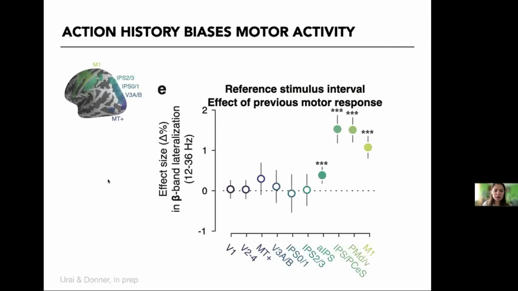Here we can again do the same exercise and map this signal all along this hierarchy. And we see that there is this effect of previous actions in quite a few regions in the motor system. So M1, but also anterior IPS and these premotor regions. So all these ROIs that are shown here.